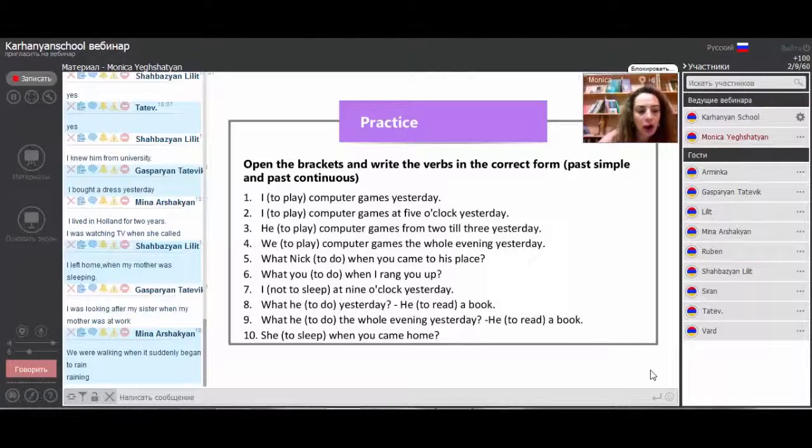Now, I want you to do some practice. Here are some sentences and the verbs are written in brackets. I want you to open the brackets and write them in the correct form, either in the past simple or past continuous. You can also have a sheet of paper and a pen or pencil to write them down and then write them in chat box. For example, you can write the first sentence. I don't want to tell the correct answer. Okay, I give you 5 minutes. Please write them down and then we will check. Okay, start please. Be active.